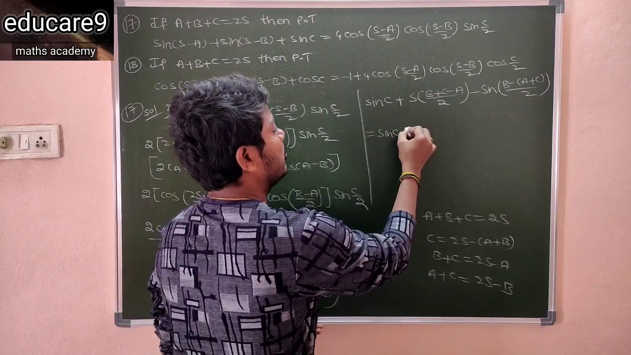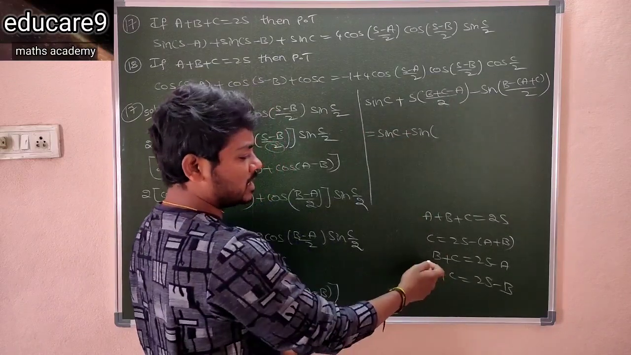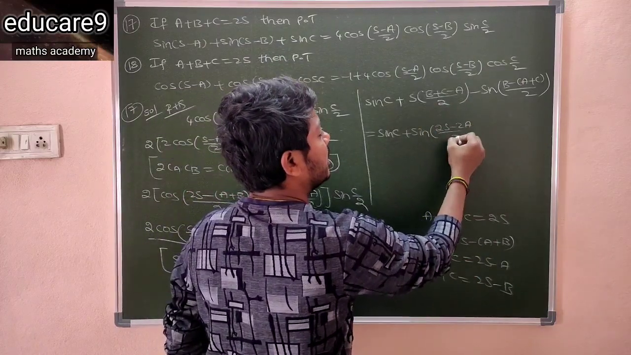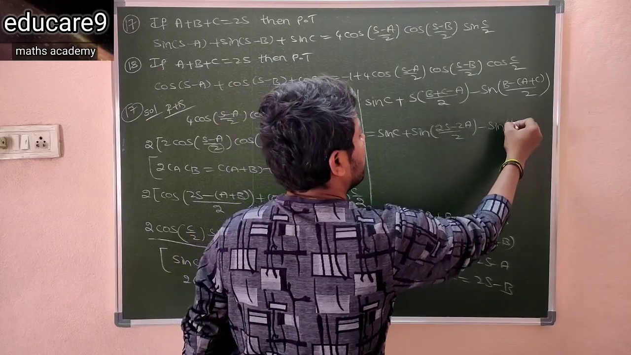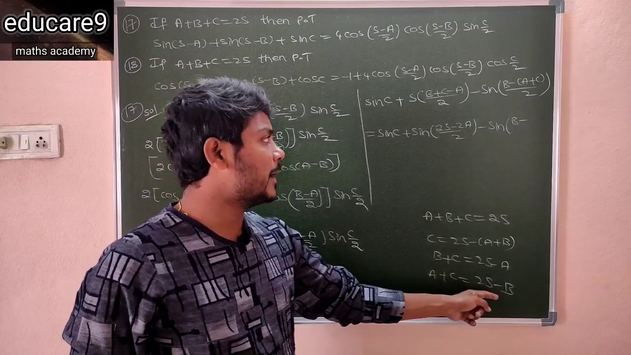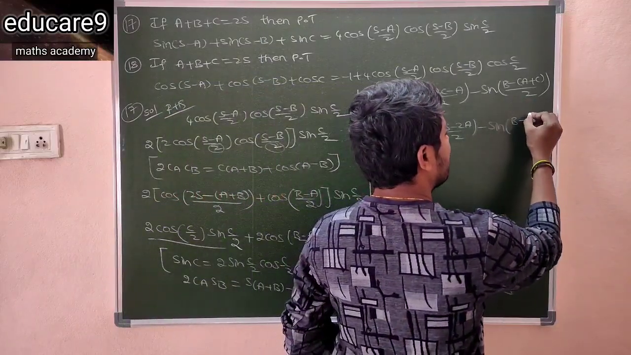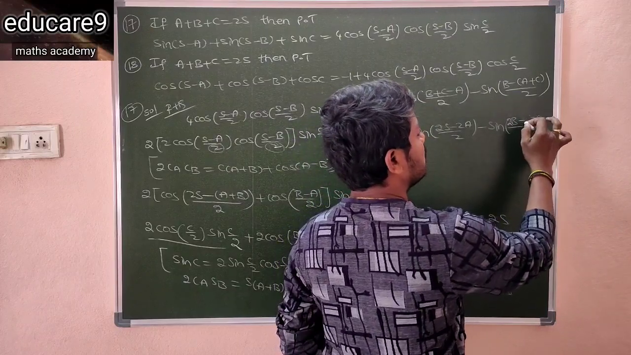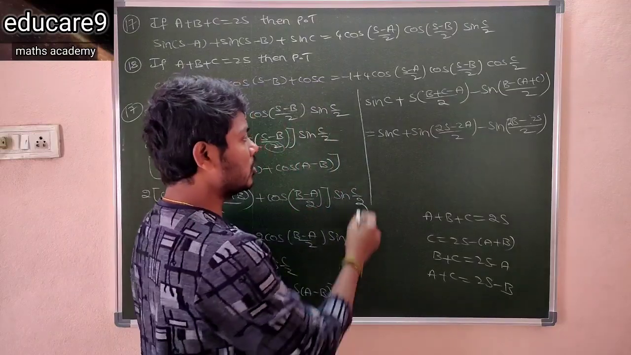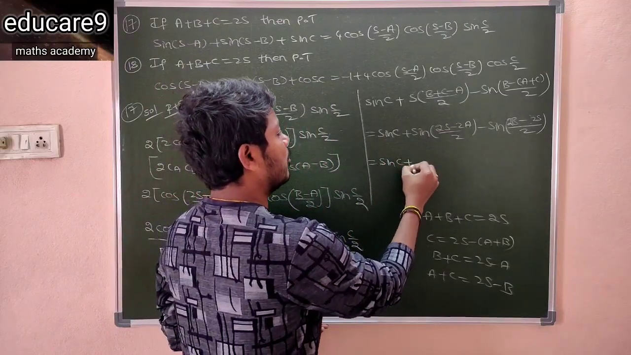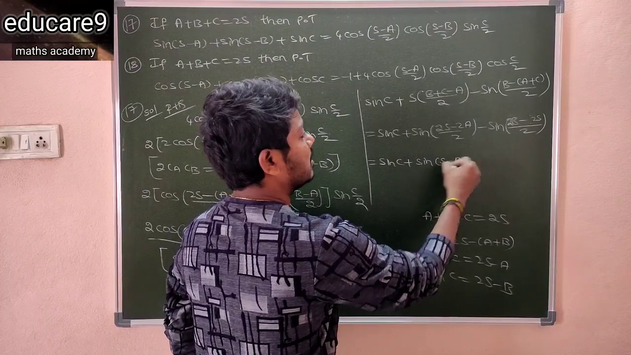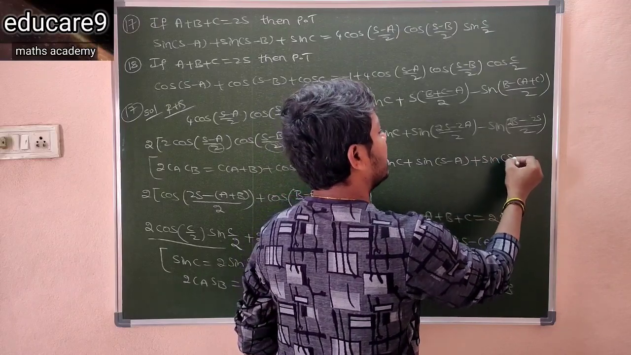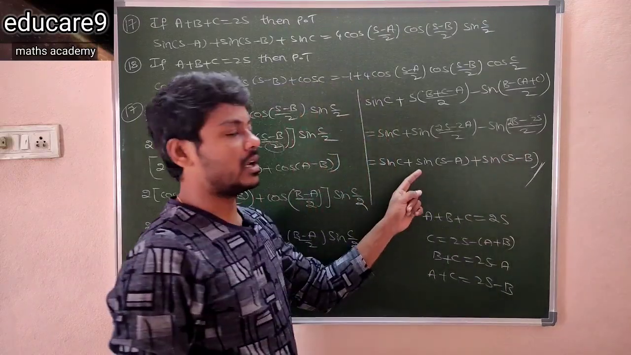Now this is what? Sin c plus sin of, how to write b plus c? 2s minus a, again minus a. This is 2s minus 2a by 2 minus sin of b minus a plus c, 2s minus b. Okay, so this is minus 2s minus b, minus into minus plus b. So you will get 2b minus 2s by 2. Now how to write this one? Sin c plus sin of s minus a. Here minus is common, sin of minus theta is minus sin theta. So you will get plus sin of s minus b. So this is the required answer.